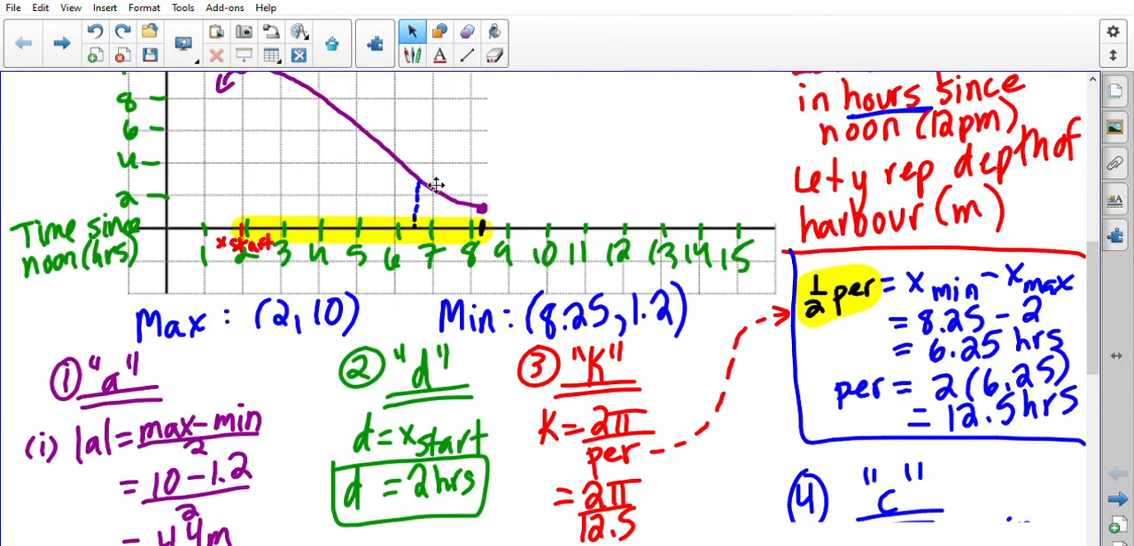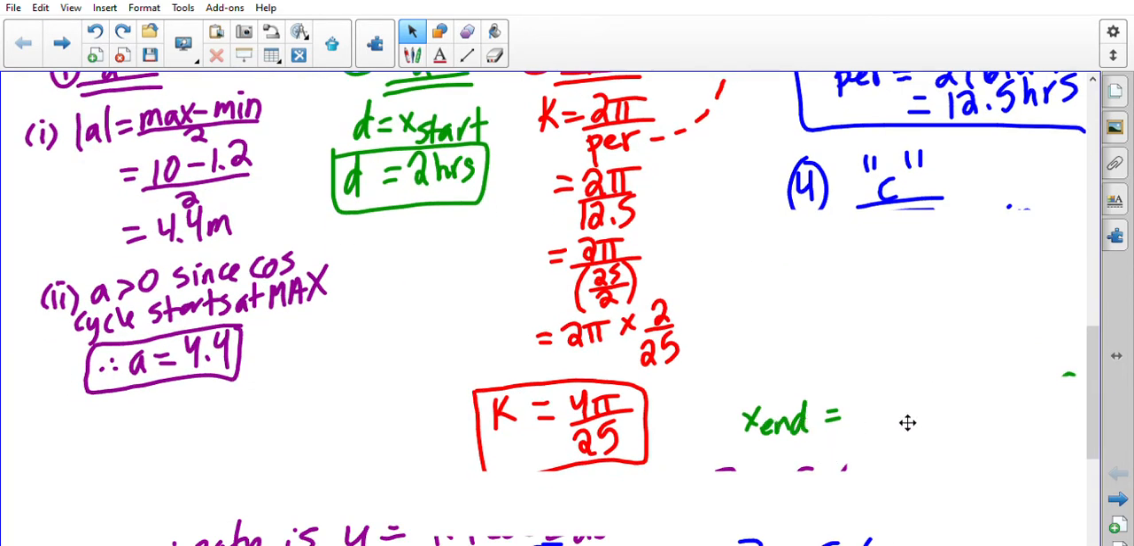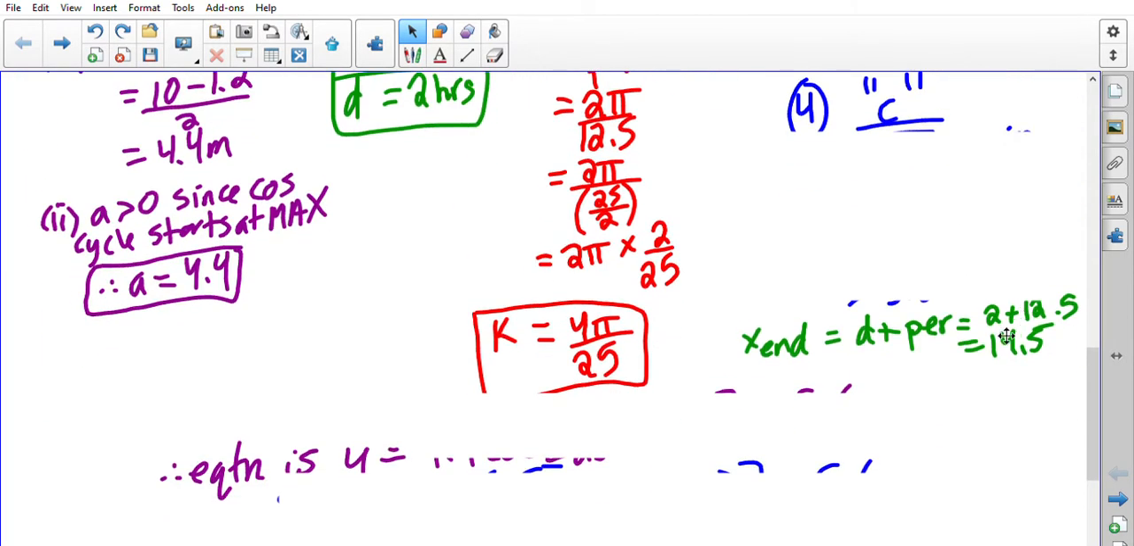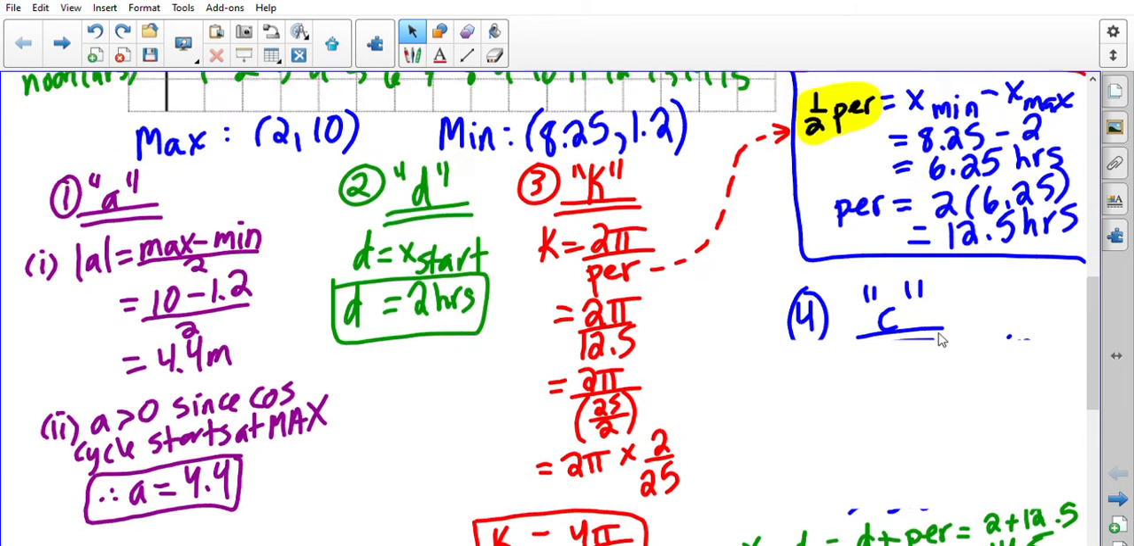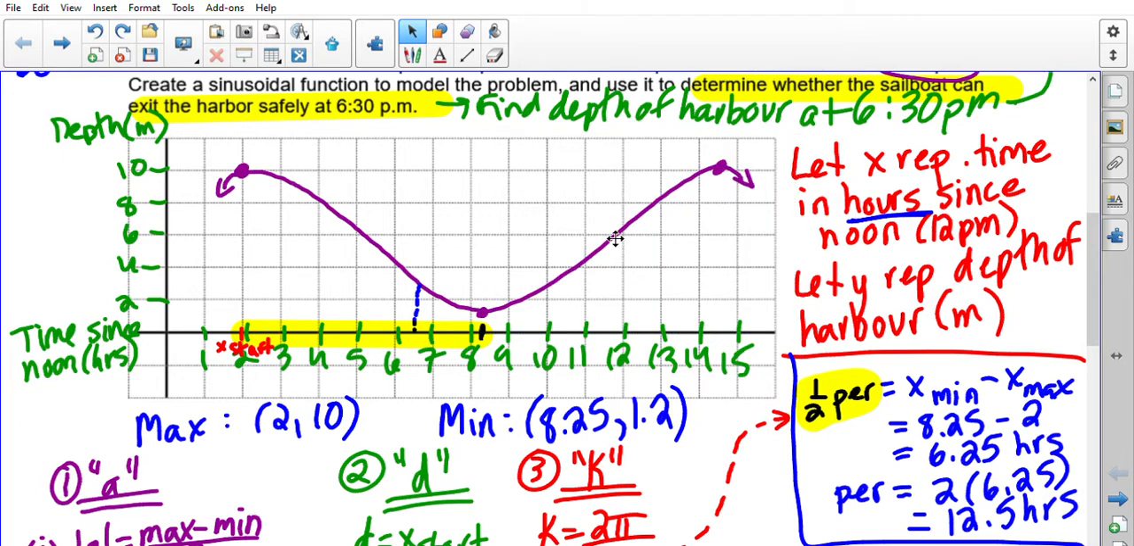Something else we can also do now is finish drawing this. I'll put at the side here, we can find the x-coordinate of the end of the cycle. Remember, we can always do that by taking the d value, the start of the cycle, plus the period. We know the period now. So we can do 2 plus 12.5, and that means the end of our cycle will be at 14.5 hours. So we're going to start here, and then at 14.5, we return back to our max value. There is our full cycle, and it should span 12.5 hours.